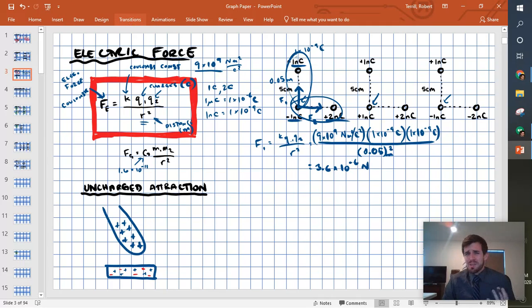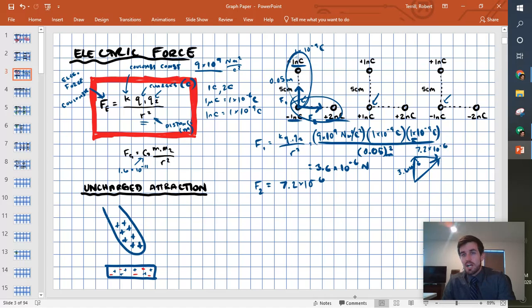And I'm actually going to skip a lot of my steps now because the only thing that changed is one of these values doubled, which really means the only thing that's going to change is my total value will double. So I know that the force of attraction to the 2 nanocoulomb charge is 7.2 times 10 to the negative sixth. Now to find the total force of attraction, what I need to do is I need to do this with a Pythagorean triangle. I know that it's a force upwards of 3.6 times 10 to the negative sixth. It's a force over of 7.2 times 10 to the negative sixth.